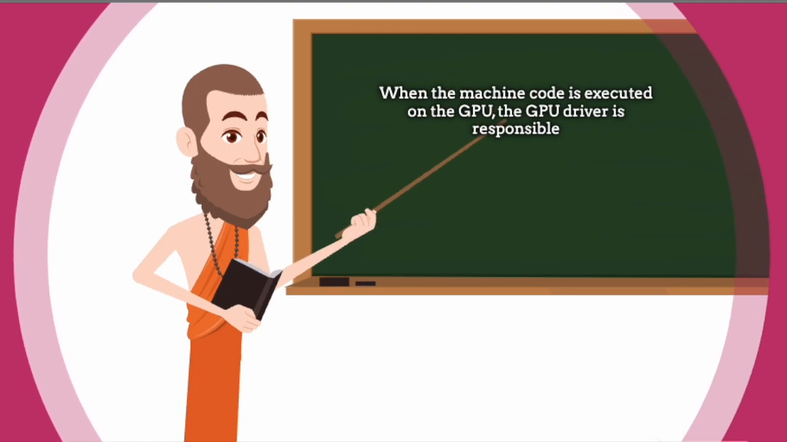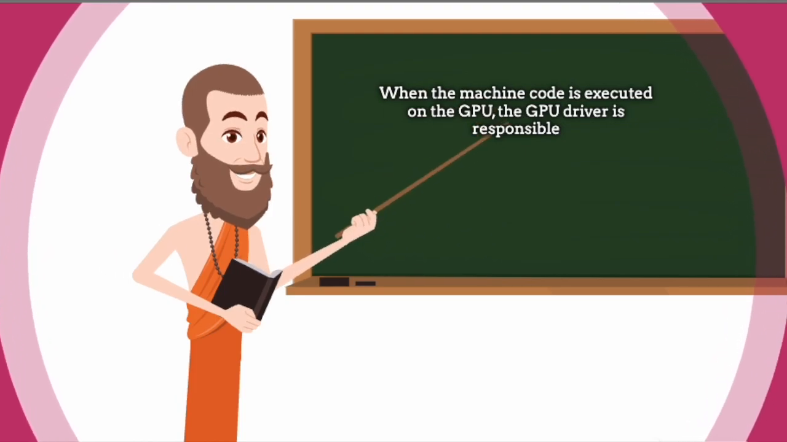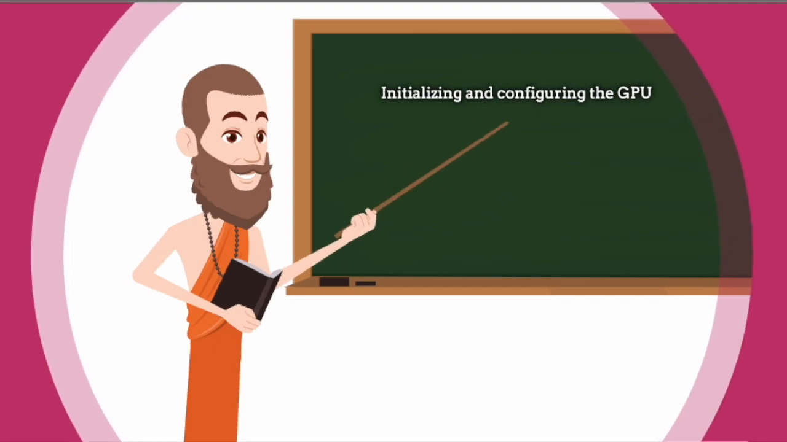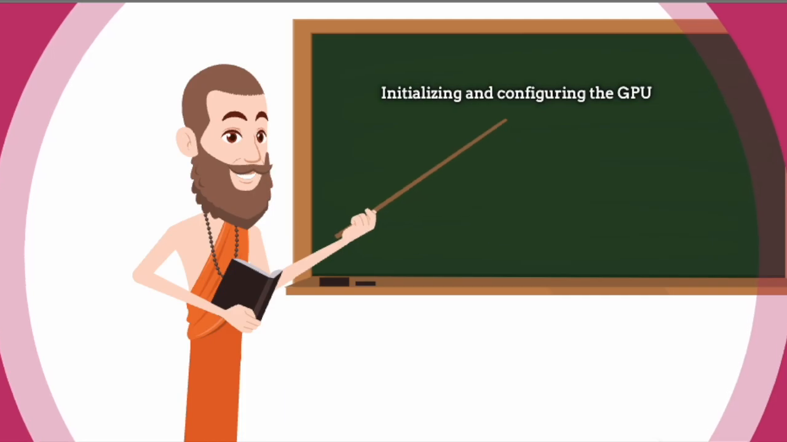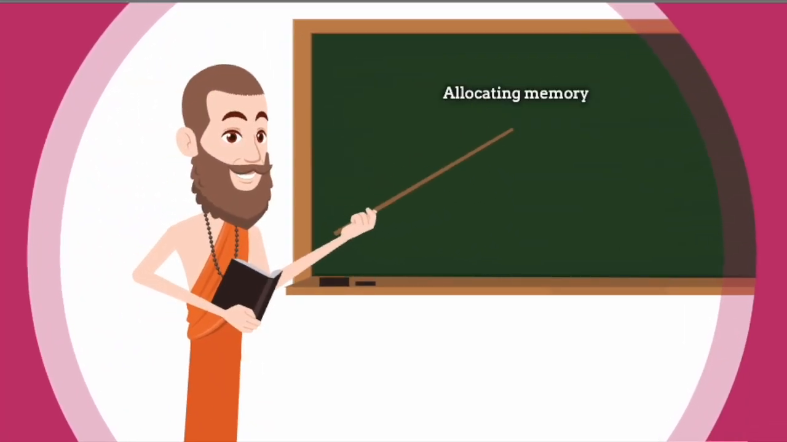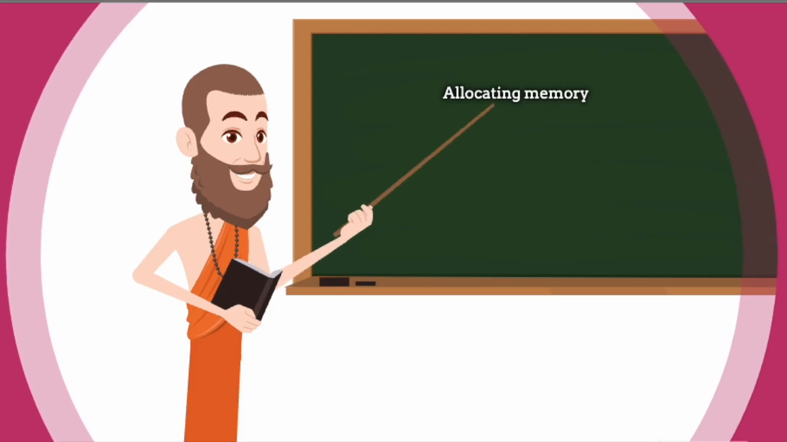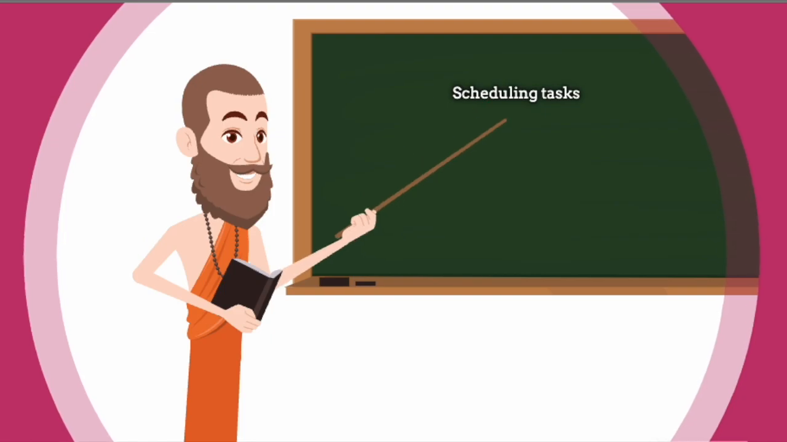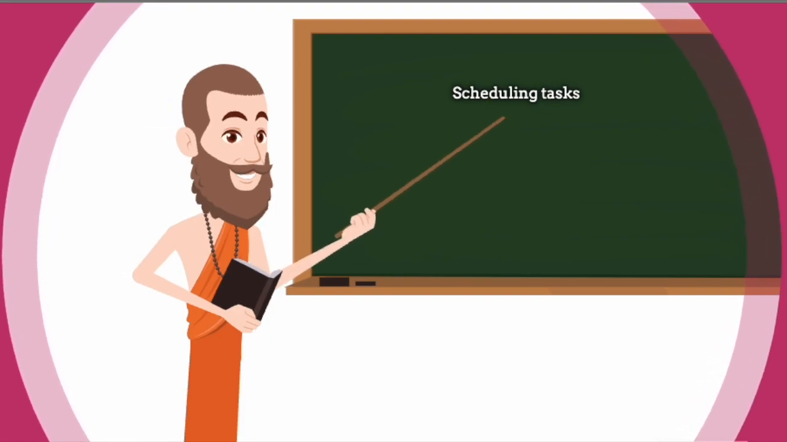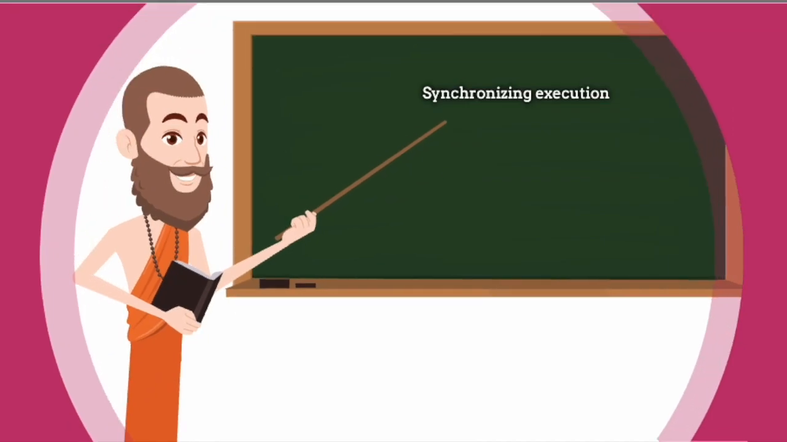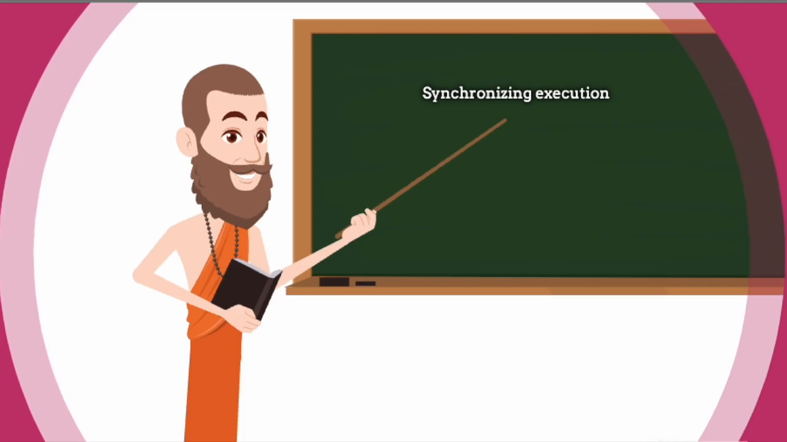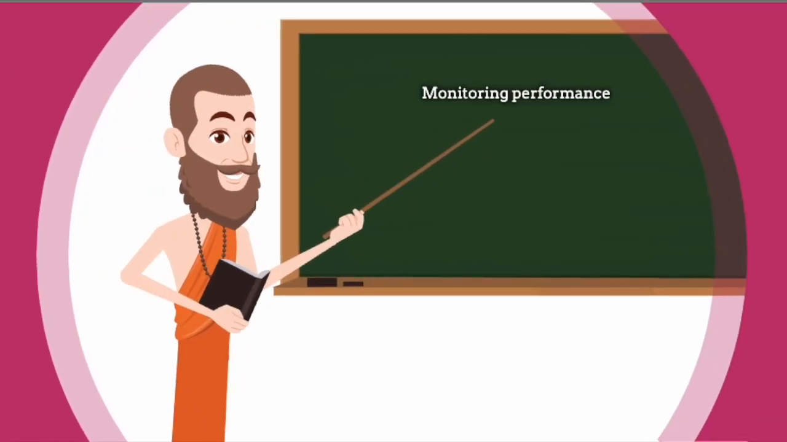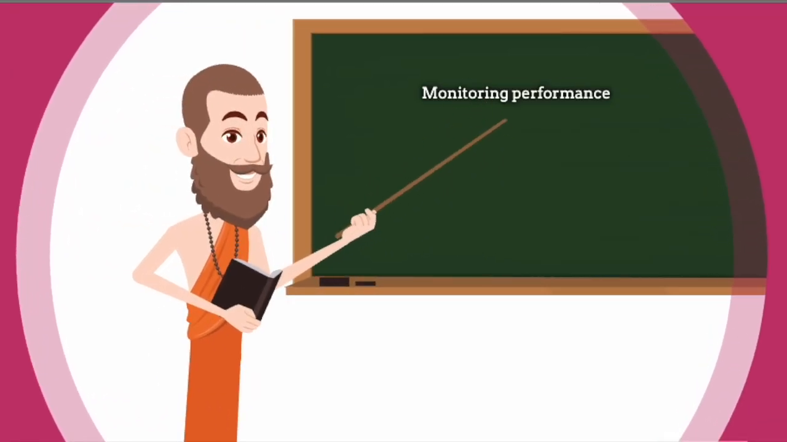When the code gets executed on the GPU, the driver is responsible for the following things. The GPU driver sets up the GPU and configures it for optimal performance. The GPU driver allocates the memory. It also schedules the tasks. Along with scheduling the tasks, it also synchronizes the execution. It is also responsible for monitoring the performance of the GPU.